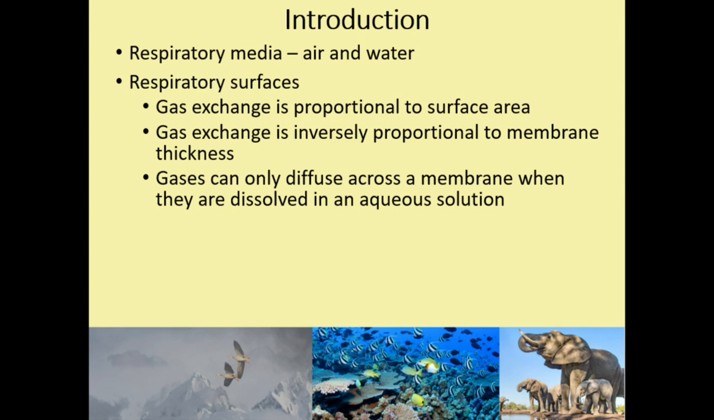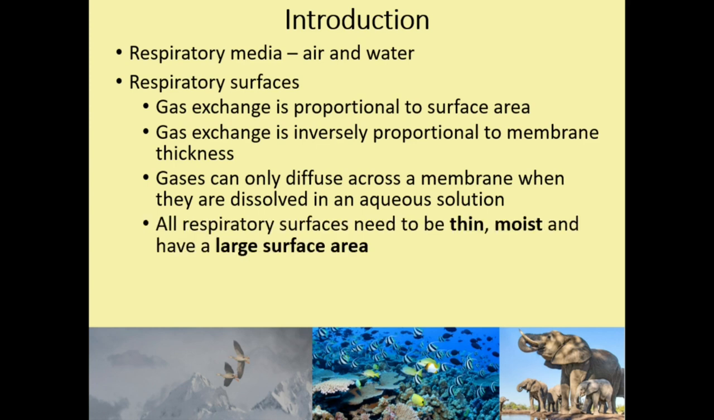So if you want to dissolve carbon dioxide from your blood into the air in your lungs, or oxygen from the air in your lungs to your blood, those gases first have to be dissolved. Your respiratory surface needs to have a certain level of moisture to enable those gases to dissolve, so then they can diffuse across the membrane. If they're not dissolved, they won't diffuse through successfully.